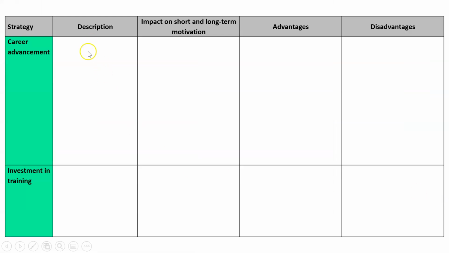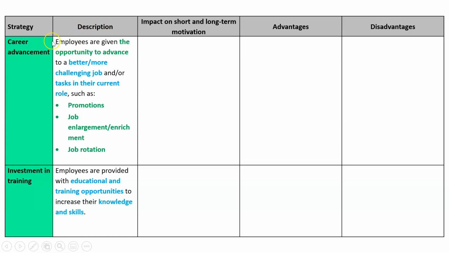We might look at career advancement and investment in training together because they're basically very similar. So we'll say the descriptions. Career advancement: employees are given the opportunity to advance to a better, more important, more challenging job. So that could be a promotion, job enlargement, job enrichment, or job rotation into another area of the business. Investment in training: employees are provided with educational and training opportunities to increase their knowledge and skills.